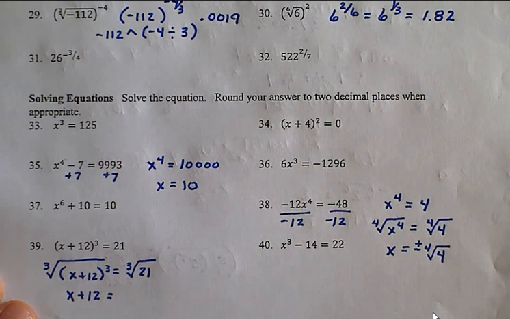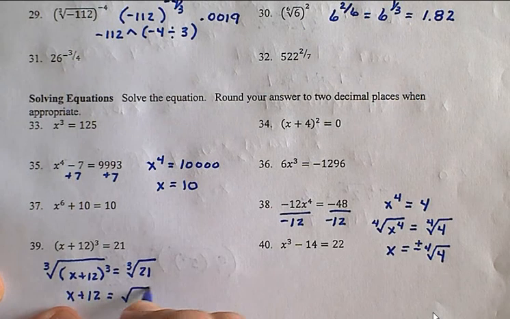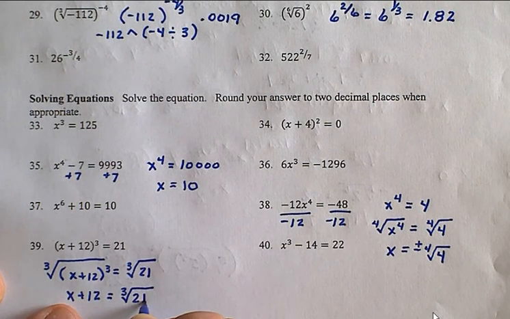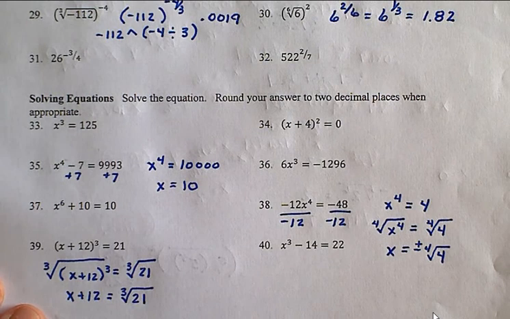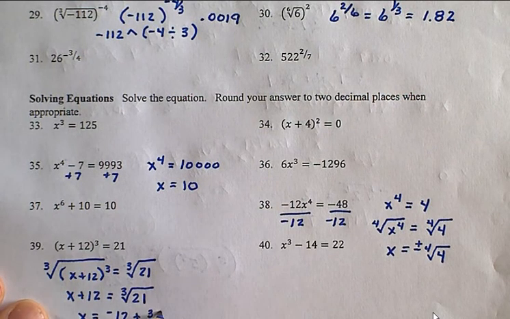On the right side of the equation, the cube root of 21, I can't do anything with that. There are no perfect cubes that go into 21, so I'm going to have to leave that alone. Not everything will be able to simplify down. But I still haven't solved for x yet. To finish it, I'm going to subtract the 12 over. Running out of room here, so I'm going to combine that. So x equals negative 12 plus the cube root of 21.